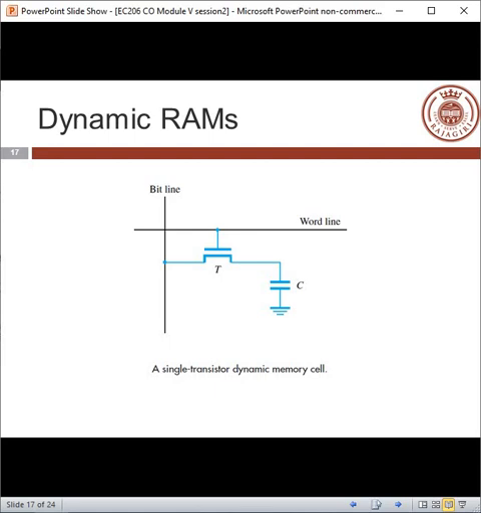For example, suppose we are storing a value as 1. That means the value stored in the capacitor should be above a threshold voltage. But the capacitor will discharge and it will lose some value from the voltage. So if we lose that value, that will be treated as a 0. To avoid that, we need to periodically refresh the data in the DRAM.